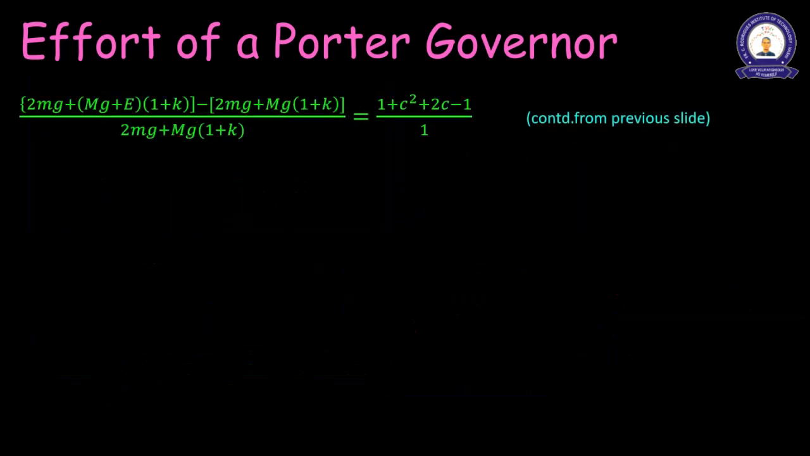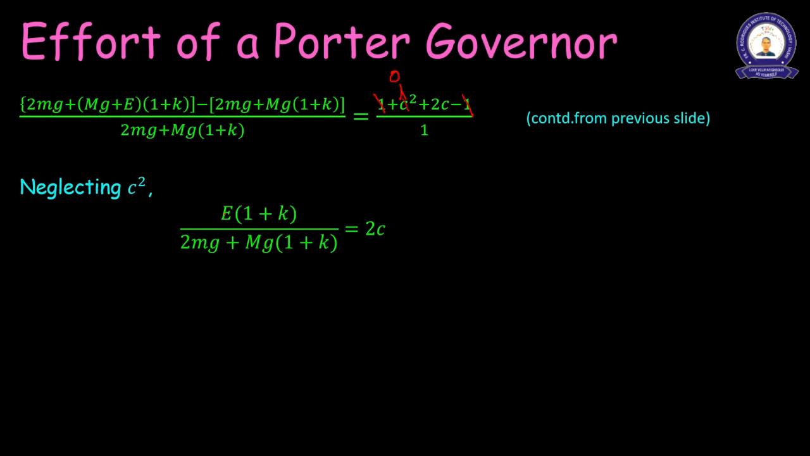So this is that equation continued from the previous slide. So here 1 can get cancelled. And next thing we will do is, since the increase in speed considered was a small change, so c was a small factor, so c square will be even further small, so we can neglect it. We will consider it 0. So neglecting c square, the equation will get modified to E into (1 plus k) divided by (2mg plus capital Mg) into (1 plus k) equals 2c.